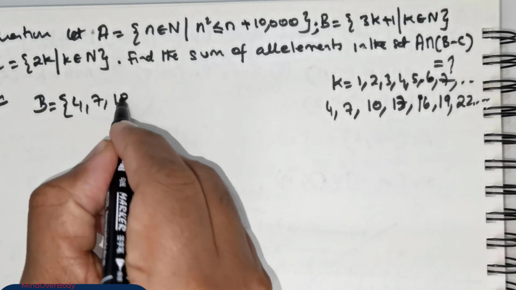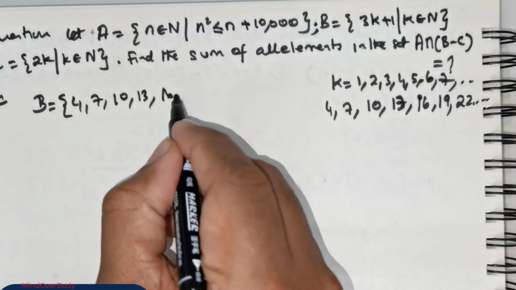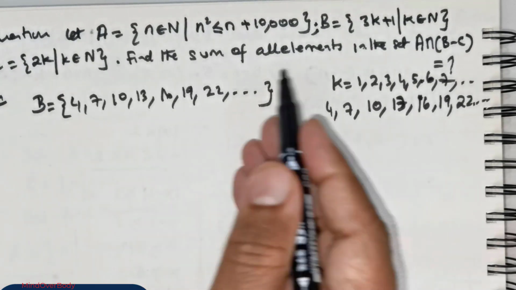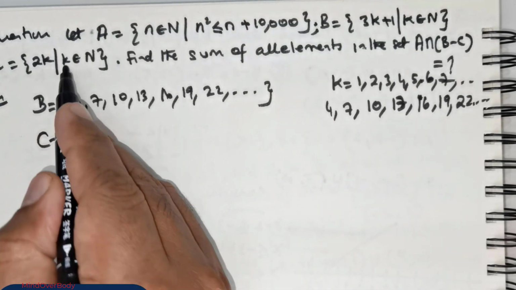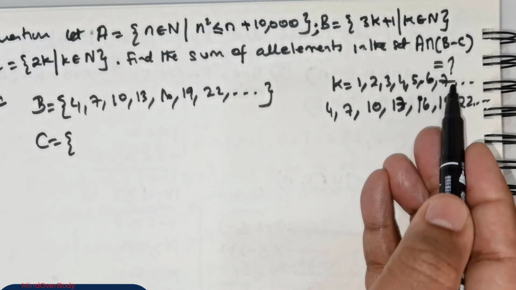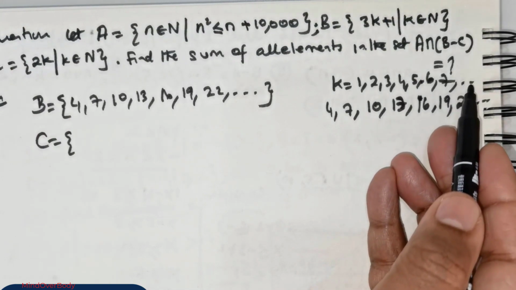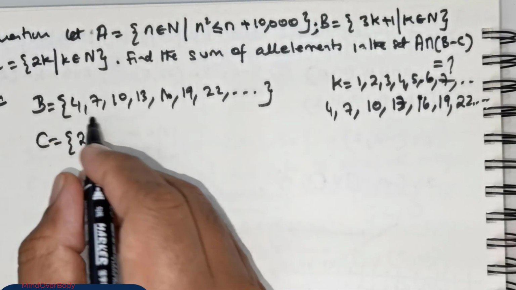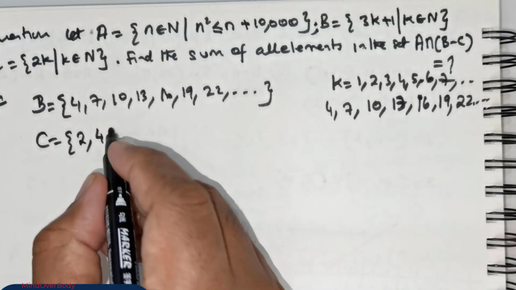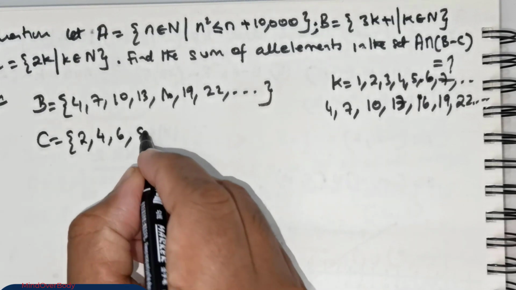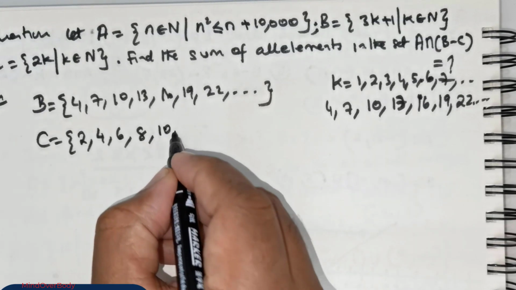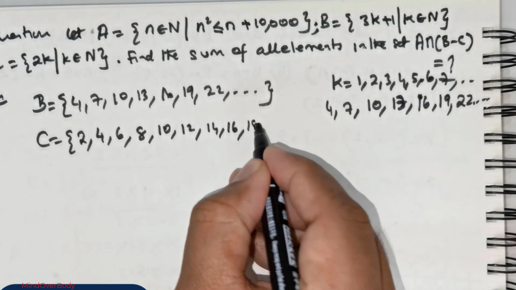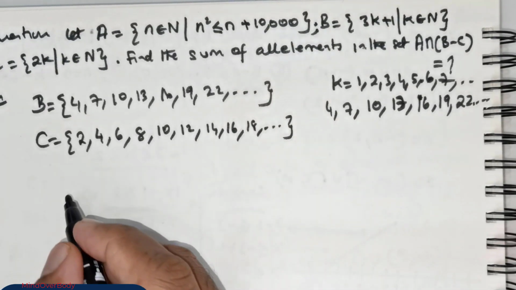4, 7, 10, 13, 16, 19, 22, etc. Now set C, k takes the value 1, 2, 3, 4, 5, 6, 7, and so on and so forth. When k is equal to 1, I get 2, k is equal to 2, I get 4, k is equal to 3, I get 6, k is equal to 4, I get 8, k is equal to 5, I get 10, 12, 14, 16, 18, so on and so forth, right?